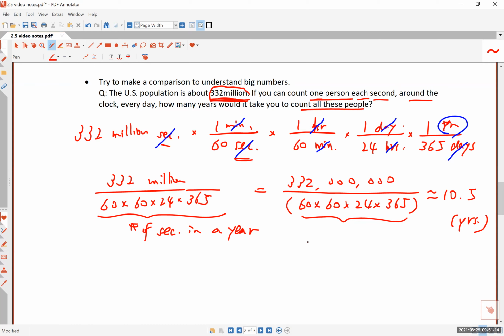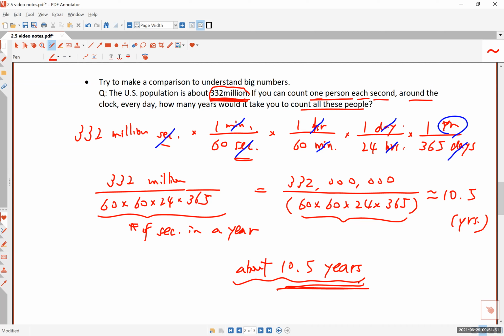Okay, so the answer to this question, although it seems to be very large and it's hard to estimate in advance, is about 10.5 years. That's how long it takes to call everybody's name or to count each person, if you can count one person every second around the clock. Okay. See, the point is this makes it a little more understandable. It makes it a little more comprehensible for us. When somebody says 332 million, it doesn't make a lot of sense, but now it does make a little better sense, right?